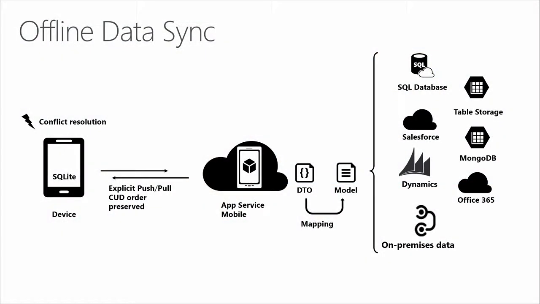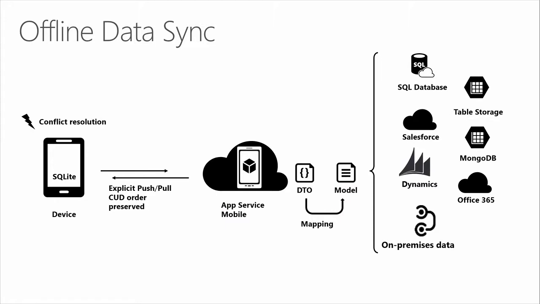And usually you use a mapping between a data transfer object and the actual object that's in the database to do this. The client will then do some sync calls. It'll push the changes that it's been making while offline, and it'll pull down new changes to queries.